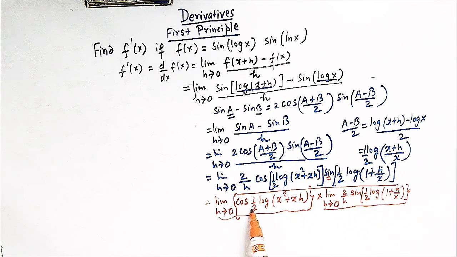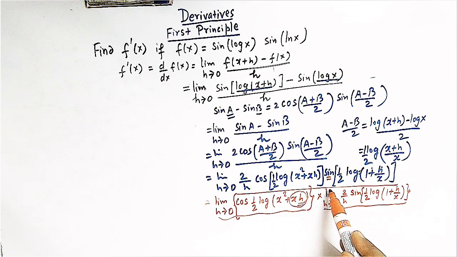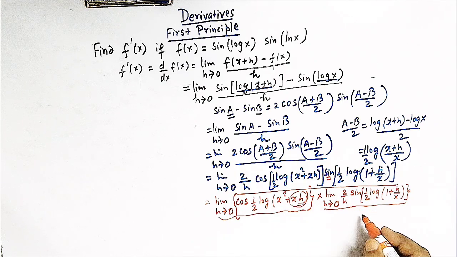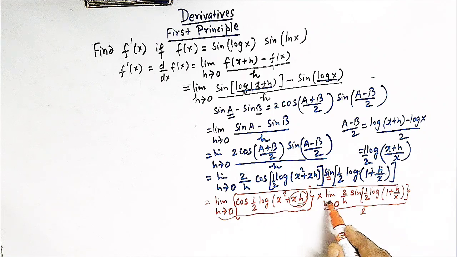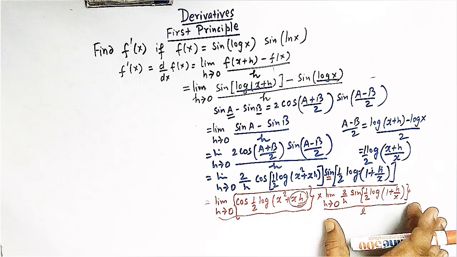Now our aim is to find the value of this limit and this limit. This first limit is quite easy, because for limit h tends to 0 of cos of half log of x square plus xh, we can directly take h equal to 0. And we can assume this other limit as L, and we will solve this limit separately.